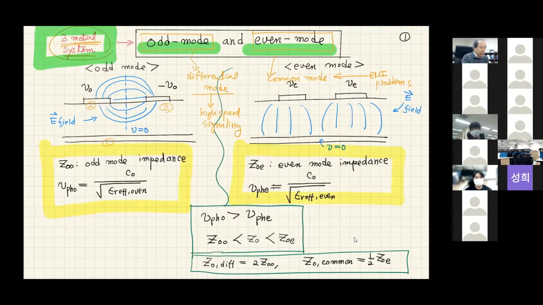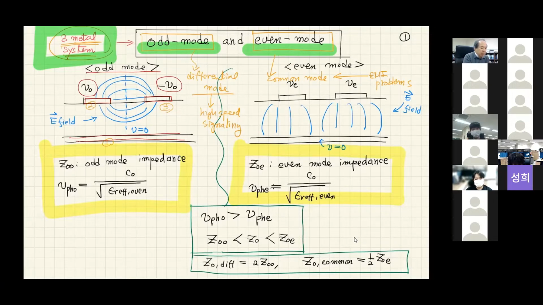So in the case of odd mode, odd mode voltage is applied to metal 1, the left metal. However, with the opposite polarity, minus odd mode voltage will be applied to the adjacent metal. Of course, we have a ground reference plane. Sometimes, even though we do not have this ground reference plane, we can still send odd mode.